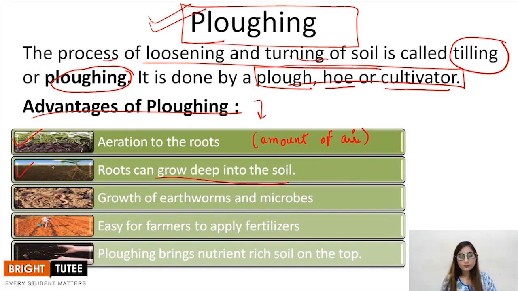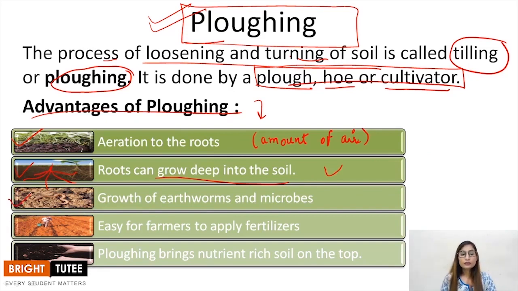If you have given the opening to the plant and the top layer has been put aside and the bottom layer has been brought up, so there is a depression in the soil, right? So the plant roots can reach even longer, right? Because they are already present somewhat beneath the ground. So roots can grow deep in the soil.